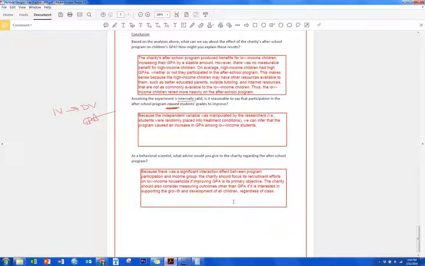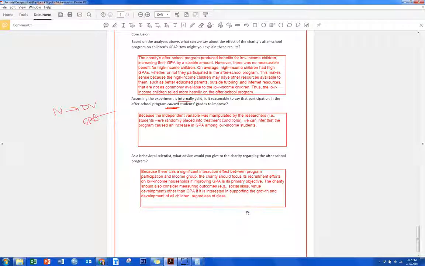Maybe it's improved social skills. So we could make an example of that, social skills. Maybe the high-income kids learn better social skills by participating in this program. It could also be virtue development. I don't know what this program does, but maybe they're teaching them virtues, teaching them how to be more pro-social and more caring and more generous to others.